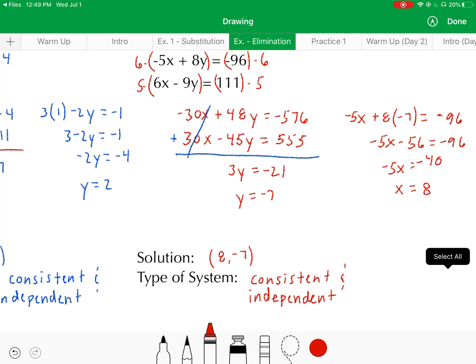All right, you know the drill. Now it's your turn to practice. Pause the video, go to practice one, work through it yourself. You're going to have the option of using substitution or elimination. You get to pick, try to figure out which is the most efficient method to use. Use the method, solve, and once you're all done, come back to the video and check your work with mine.